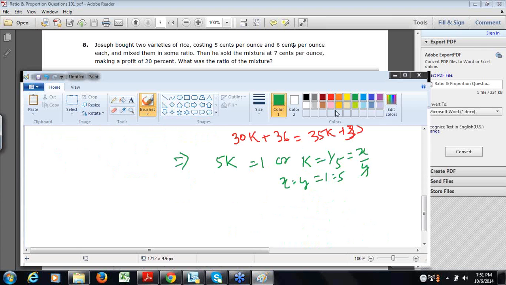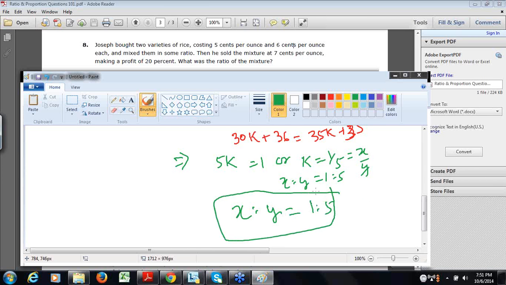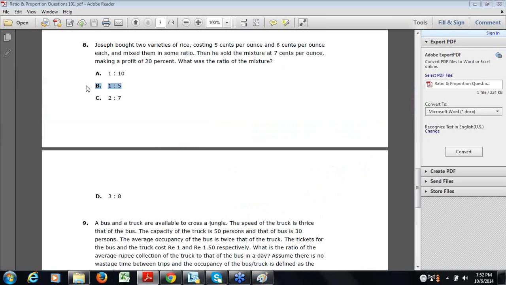x is to y is equal to 1 is to 5. So they have been mixed in the ratio of 1 is to 5. We have an option 1 is to 5. Yes, we have option B, 1 is to 5. We will go ahead and mark option B, 1 is to 5. Got it, everybody? Does anybody still have a problem with this? Okay.